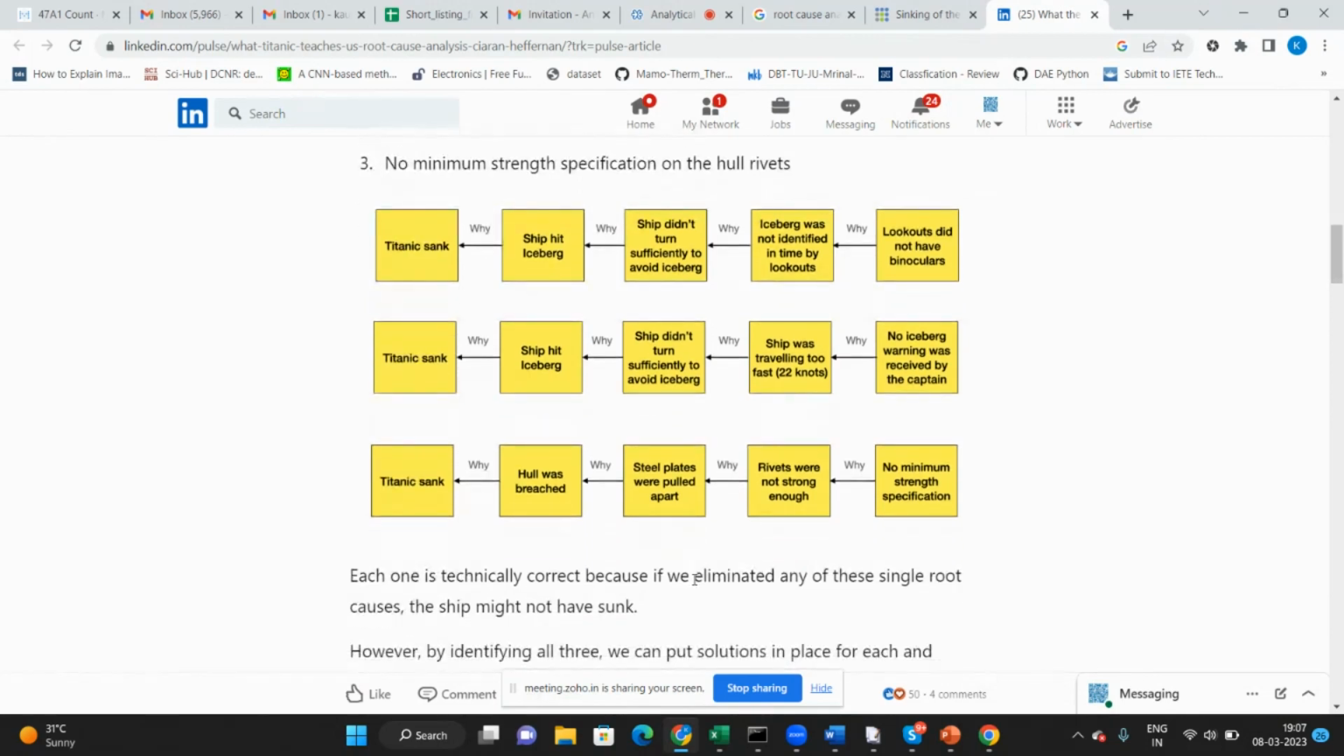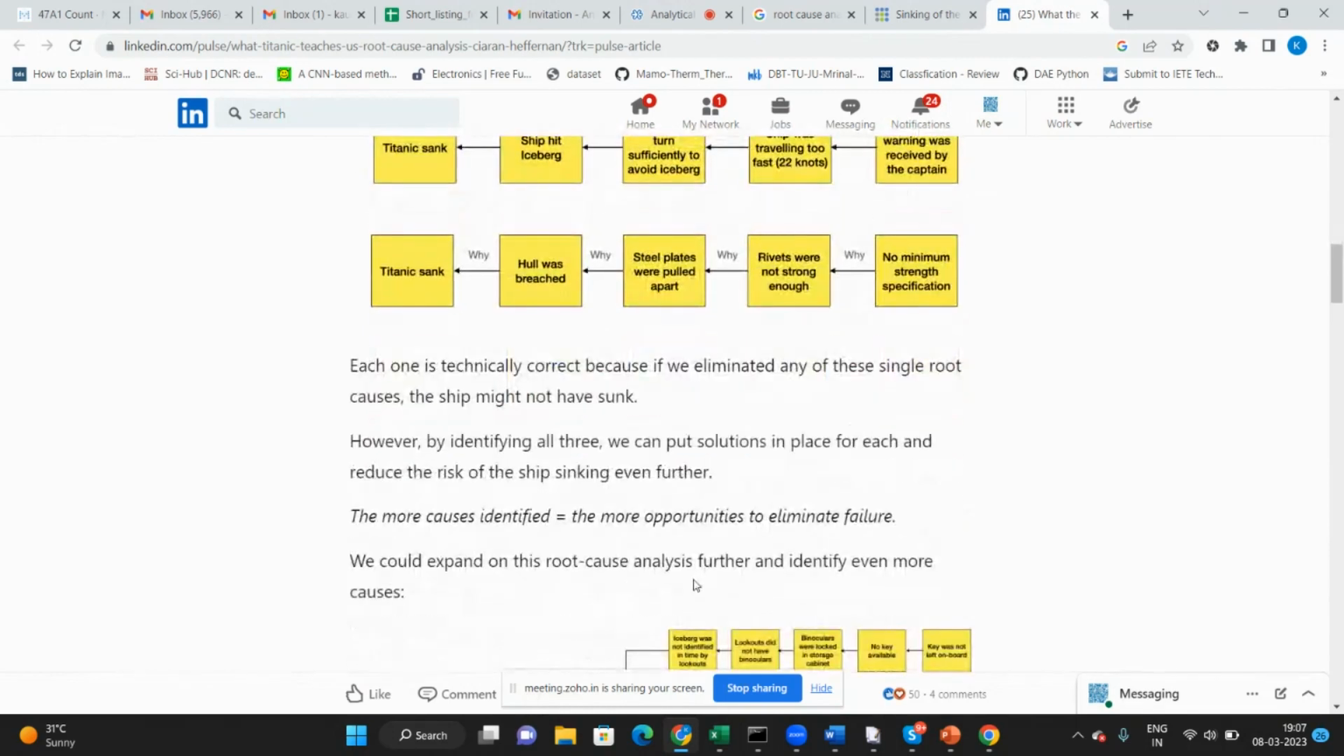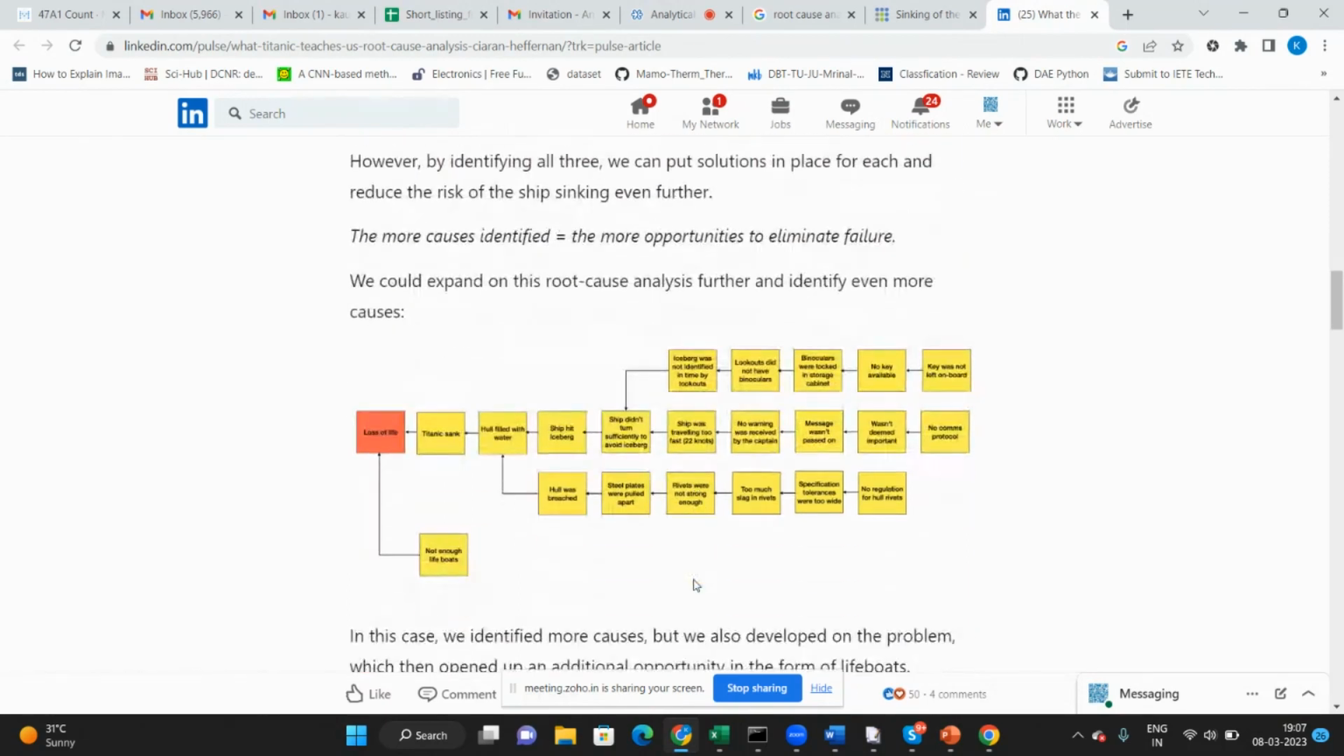Right? Because if we eliminate any of these root causes, the ship would not have sunk. But the idea is to pick the correct root cause or justify one single cause as the root cause, which will really impact the problem and bring it down. So if we think of expanding this root cause, the ultimate problem is many people died, right?